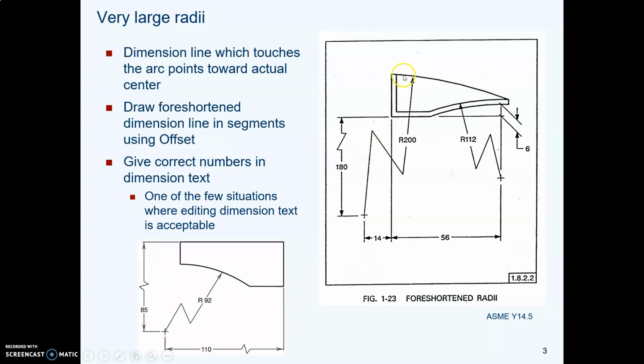Notice that the leader line, the dimension line which touches the arc, would actually point towards the true center if you extended it with a pencil and a really long ruler. But then the other segment is drawn by using the offset command, offset from the dimension line over to the elbow next door.